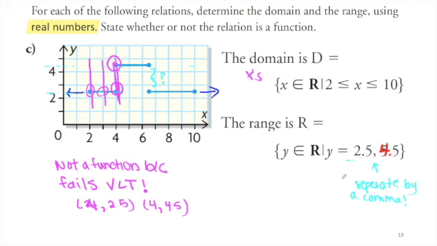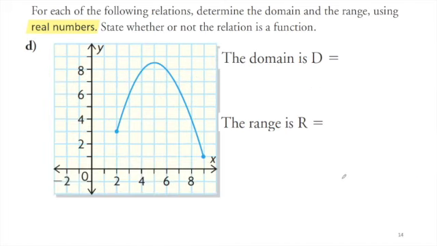Okay, let's look at another example, our last example here. For each of the following relations, determine the domain and range using real numbers. State whether or not it is a relation or a function. So again, it is a function. A parabola is always a function, just because of your vertical line test. So you draw a line here, draw a line here, draw a line here, draw a line here. It's only ever going to pass once, okay? So function, because it passes your vertical line test.